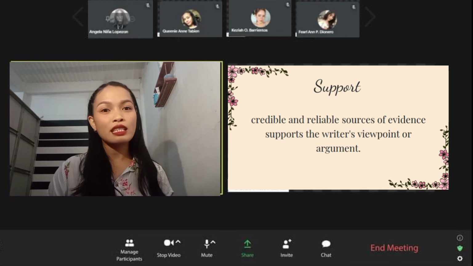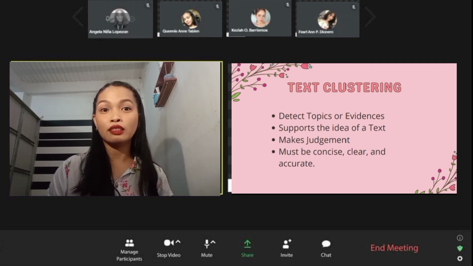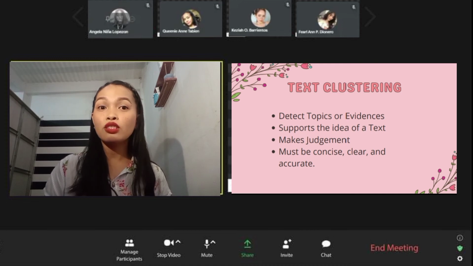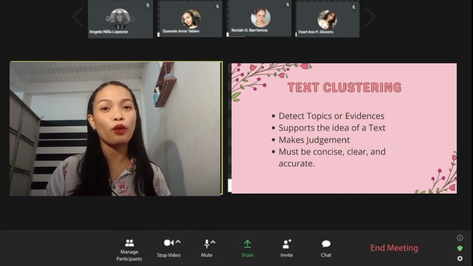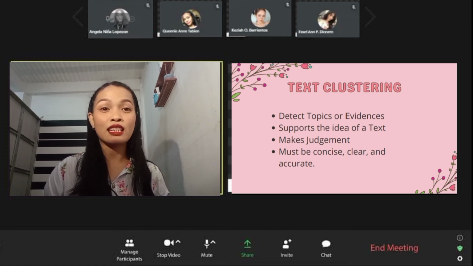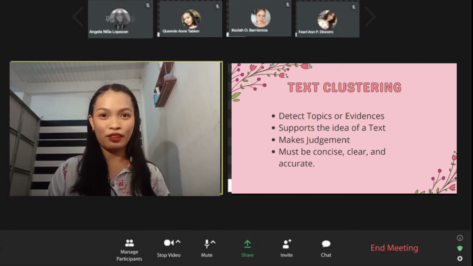Last but not the least is text clustering. Text clustering is a kind of technique which can detect topics or evidences in order to support the main idea and actually see the truth in a text. Here, the students may be able to collect evidences and make judgments about where the truth actually lies. It can be able to assess whether or not the text is concise, clear, and accurate.